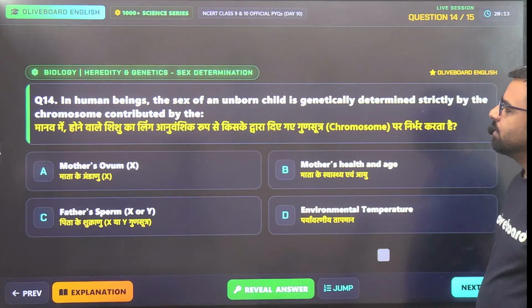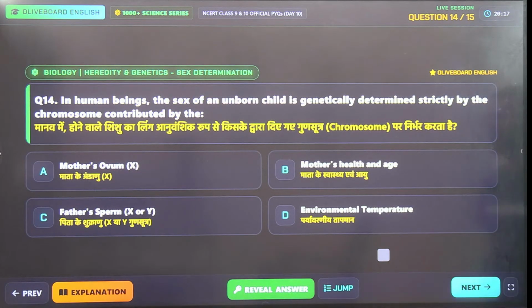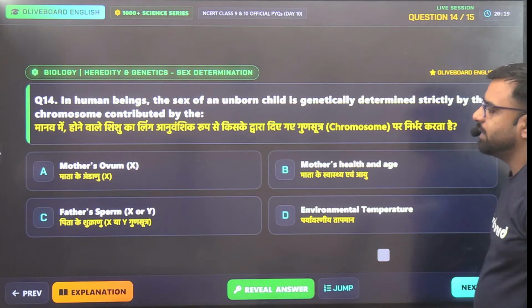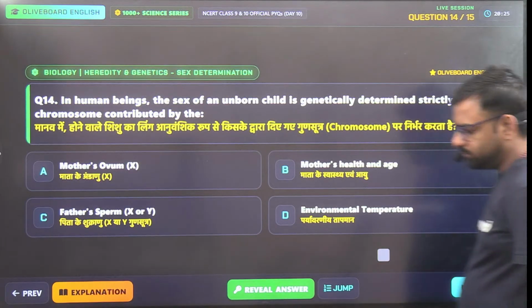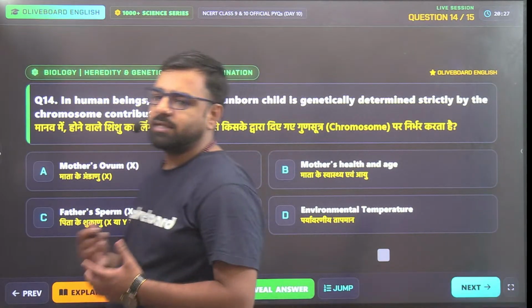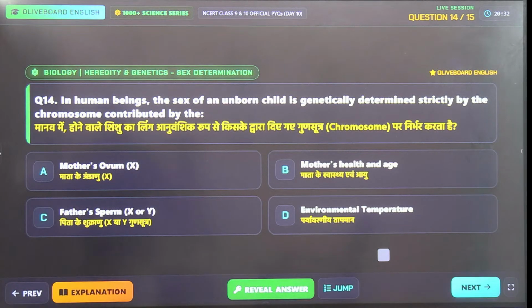Next. In human beings, the sex of an unborn child is genetically determined strictly by the chromosome contributed by the dash: mother's ovum, mother's health and age, father's sperm, or environmental temperature. This question can also be asked in a way: who determines the sex of the child? What do you think should be the correct answer? All the candidates who are present in the class, please try to answer this. What is it, C? That's 100% correct.